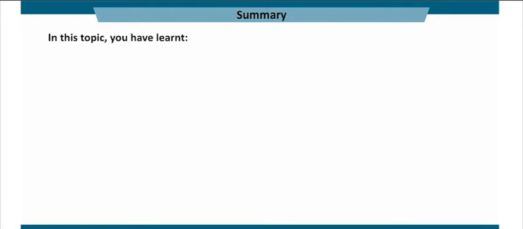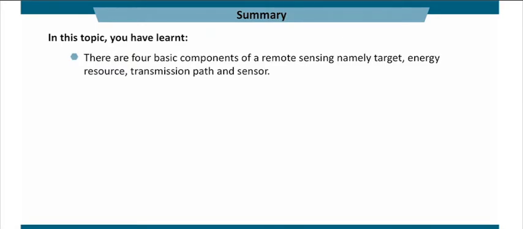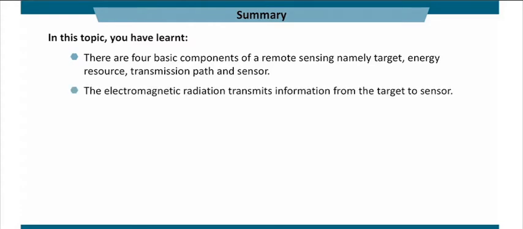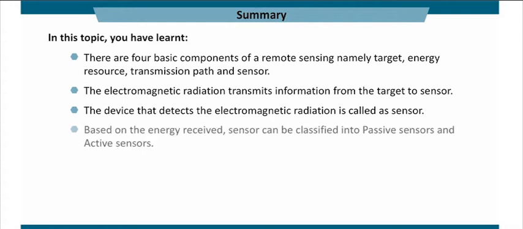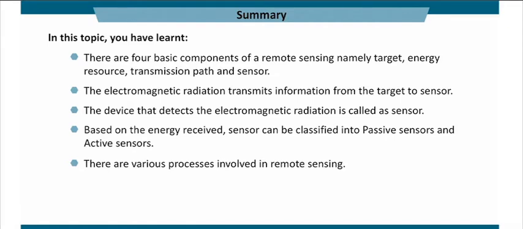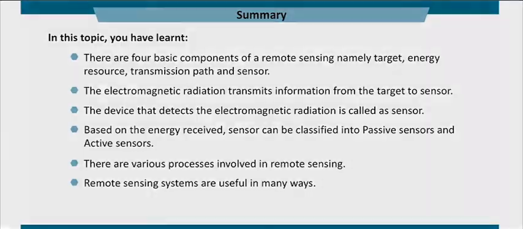In this topic you have learned that there are 4 basic components of remote sensing, namely target, energy source, transmission path and sensor. The electromagnetic radiation transmits information from the target to the sensor. The device that detects the electromagnetic radiation is called a sensor. Based on the energy received, sensors can be classified into passive sensors and active sensors. There are various processes involved in remote sensing. Remote sensing systems are useful in many ways.